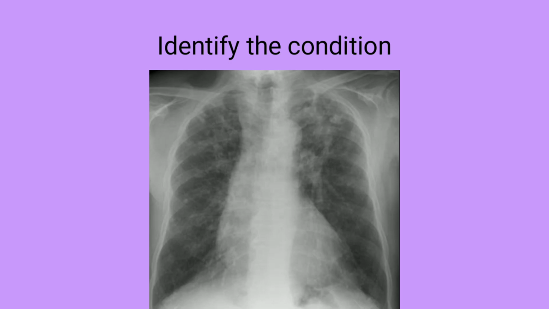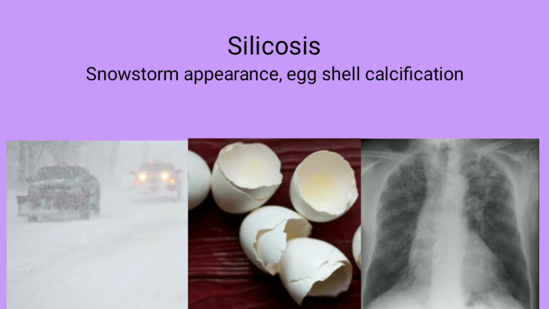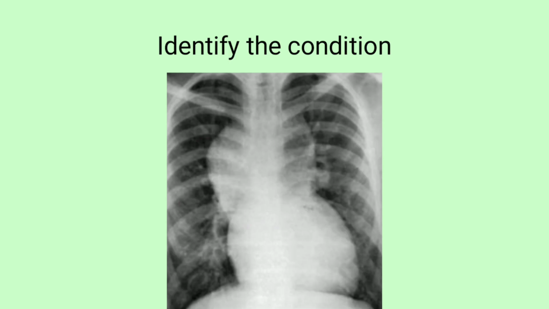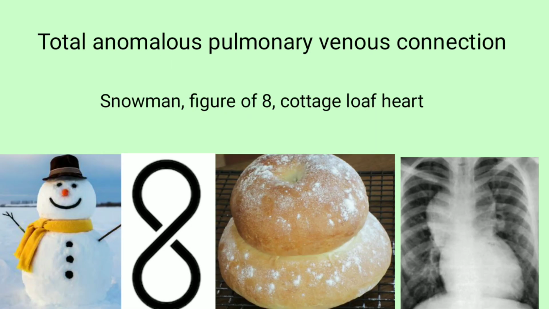Identify the condition. Snowstorm appearance, or eggshell calcification, seen in silicosis. Identify the condition. Snowman appearance, figure of 8 appearance, or cottage loaf heart, seen in total anomalous pulmonary venous connection.